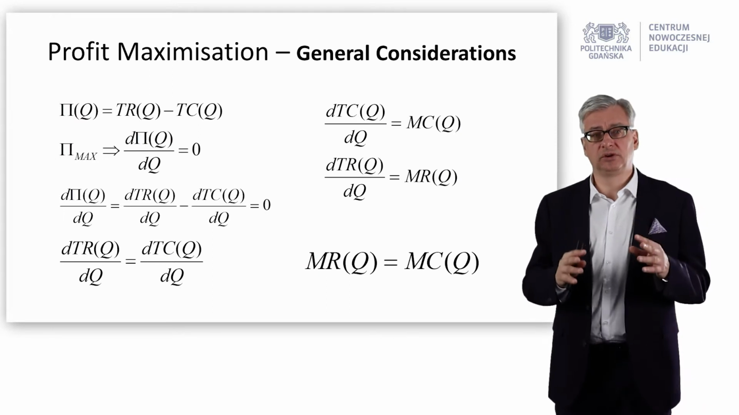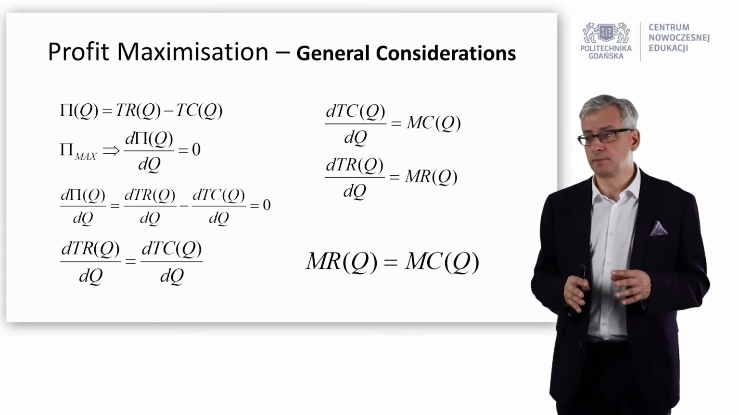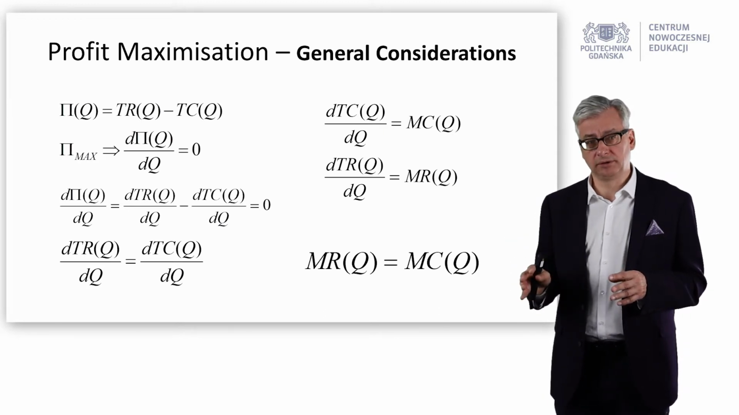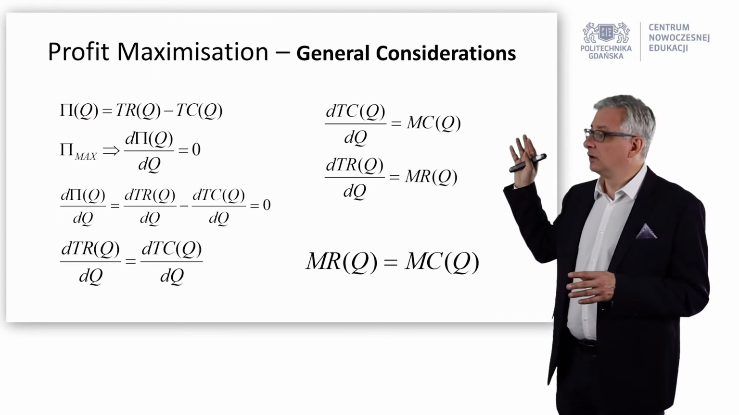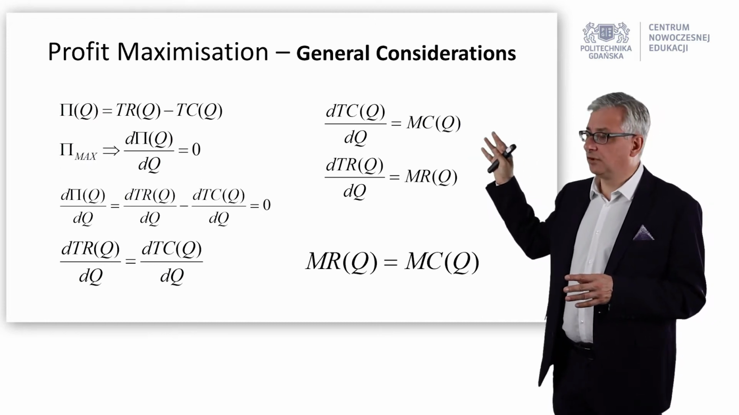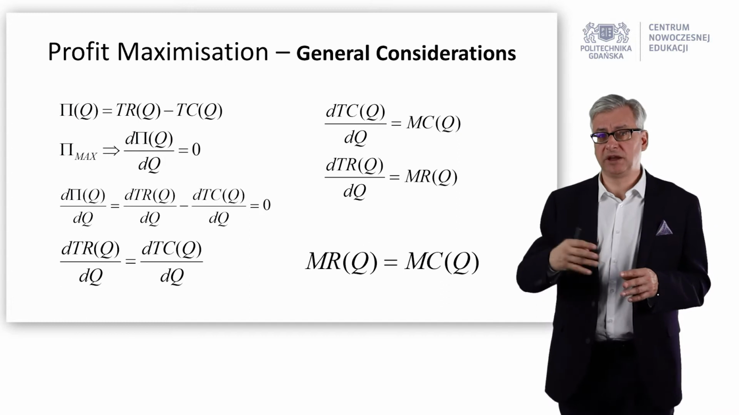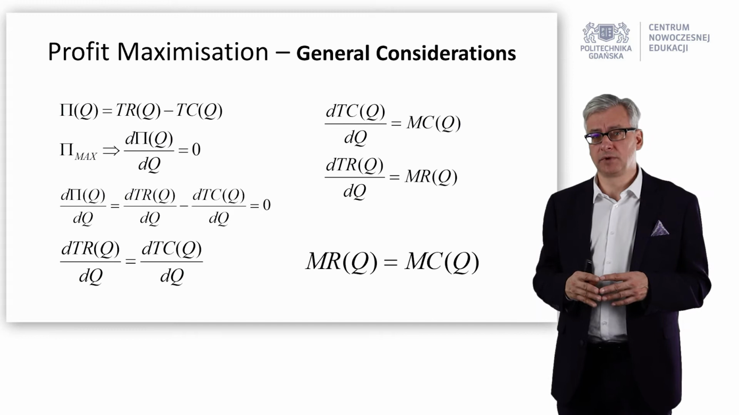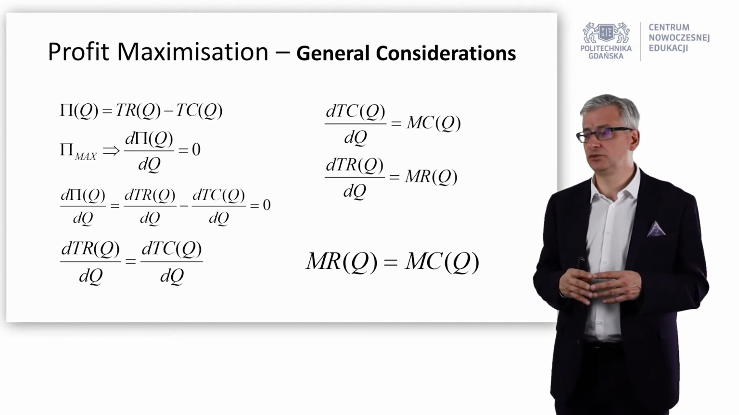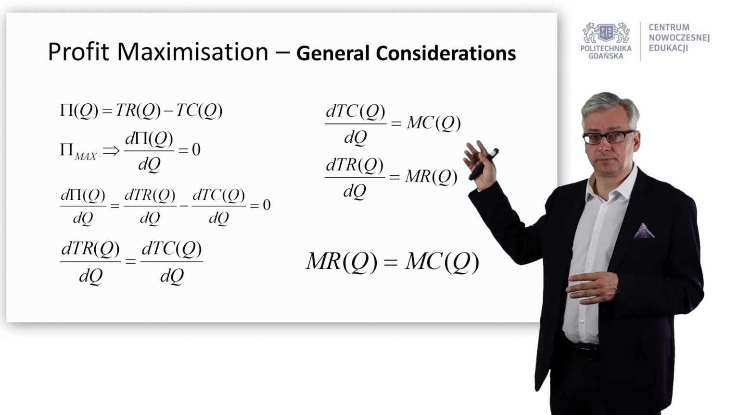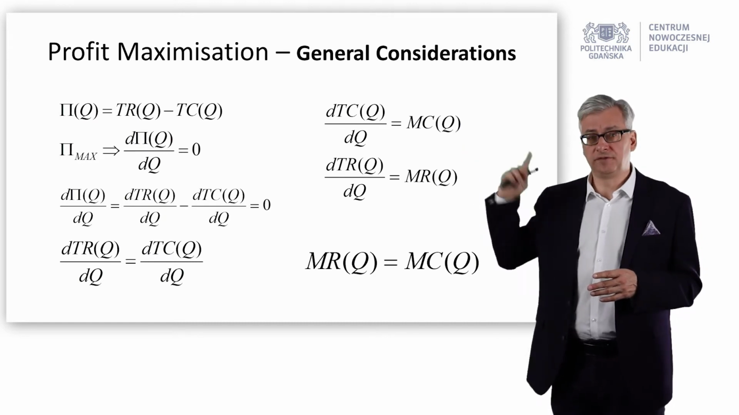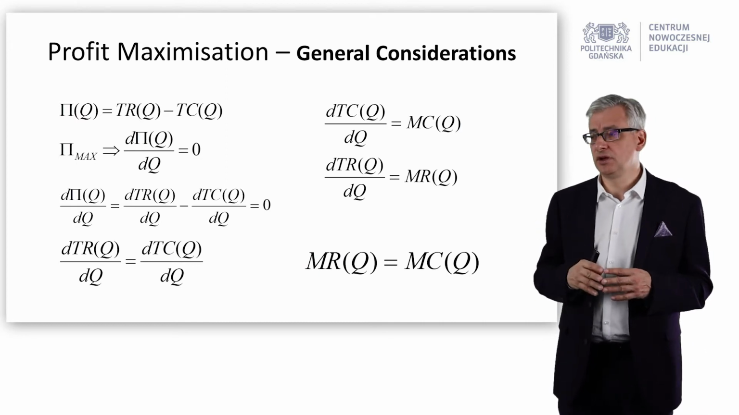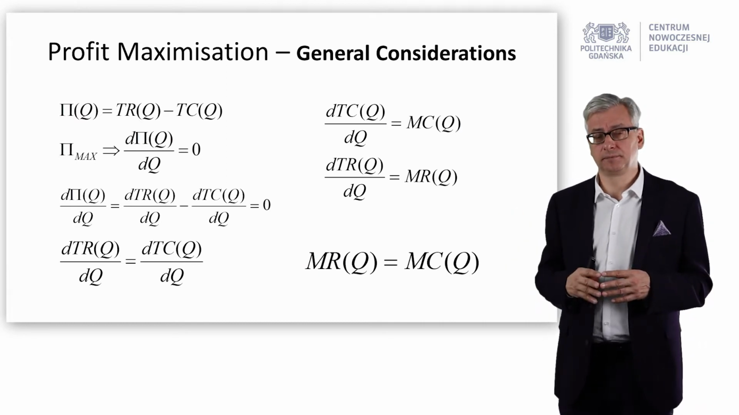Let's have a look at those derivatives. And let's start with the right one. The derivative of total cost with respect to quantity produced is something that we already know. That is the formula that allows us to calculate marginal cost. So the first derivative of total cost with respect to production is marginal cost.